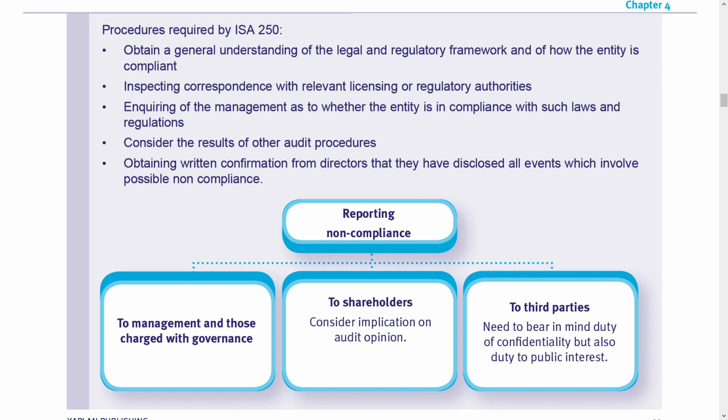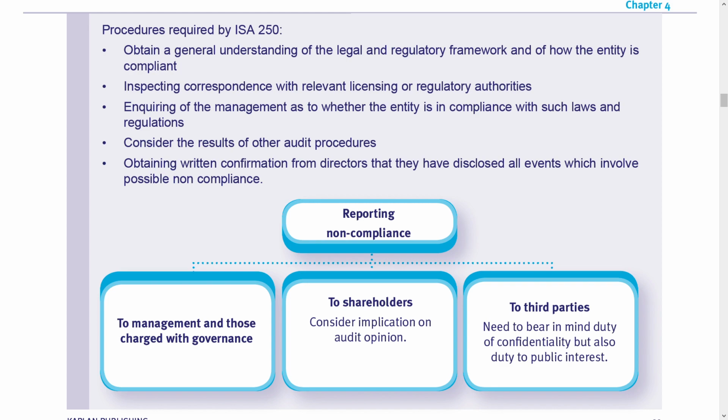They report this to the shareholders, considering the implication on the audit opinion. When they think this can have an implication on the audit opinion, then they report it to shareholders. They can report this to a third party also, but they need to bear in mind the duty of confidentiality but also the duty to public interest. You see, they have 2 duties now. One is public interest, the other is confidentiality. So when reporting this non-compliance to the third party, they have to keep that in mind. Which one is more? The duty of public interest in that scenario, or the confidentiality? They have to balance it. You have to use your professional judgment here to balance that.